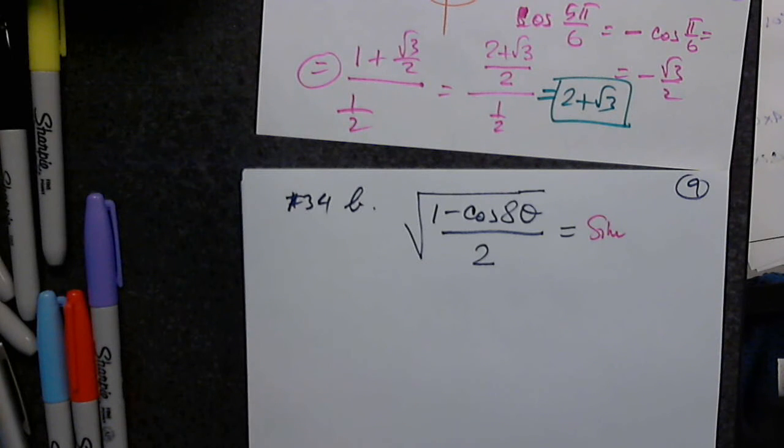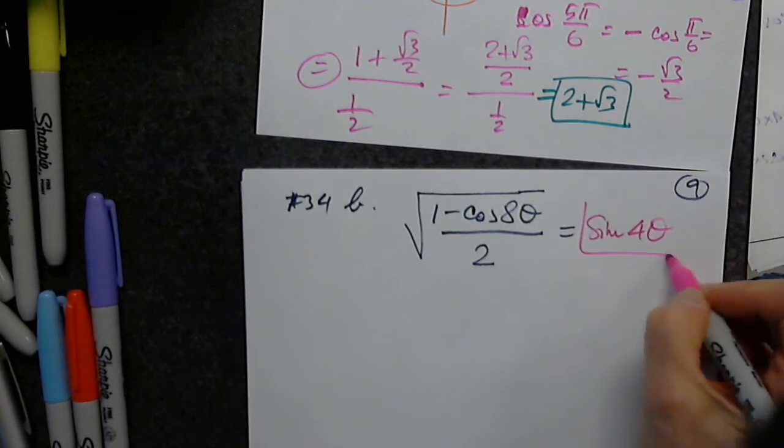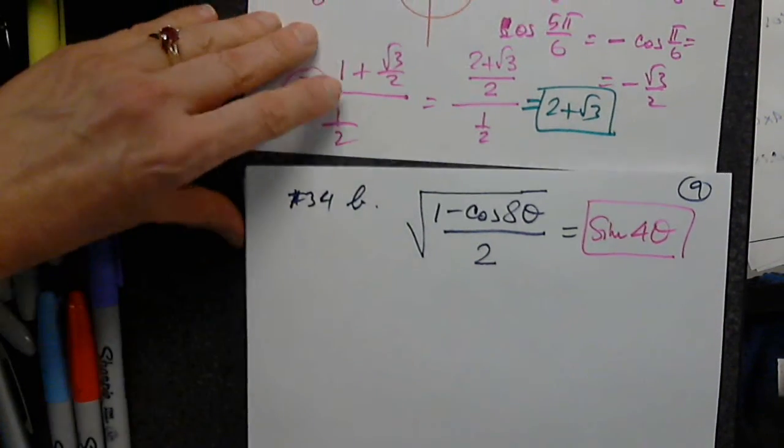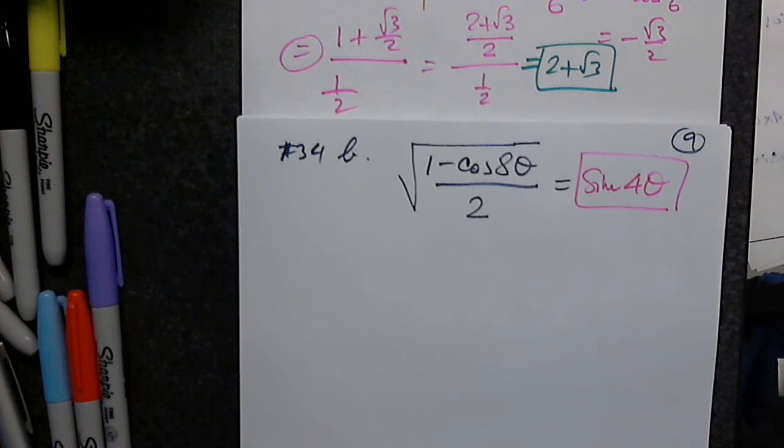But looking at the pattern, sine 4 theta. Exactly. This is what it is. Sine 4 theta. Why was it easy to identify? Because now we know how to read those formulas. And we know that they are dynamic. They're not just carved in stone.